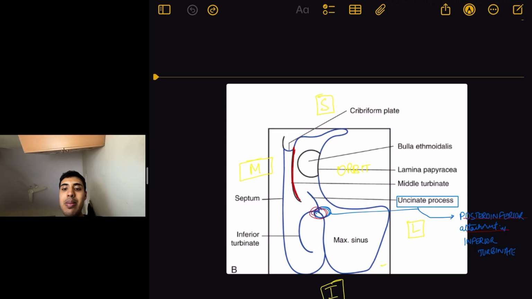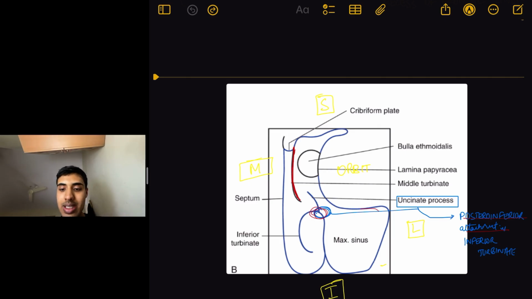That is the inferior meatus. Now this view is different. This is when you're looking from the front and you take a coronal section. This is what you're seeing. So when you're looking from the front, you have superior, inferior, medial, lateral.